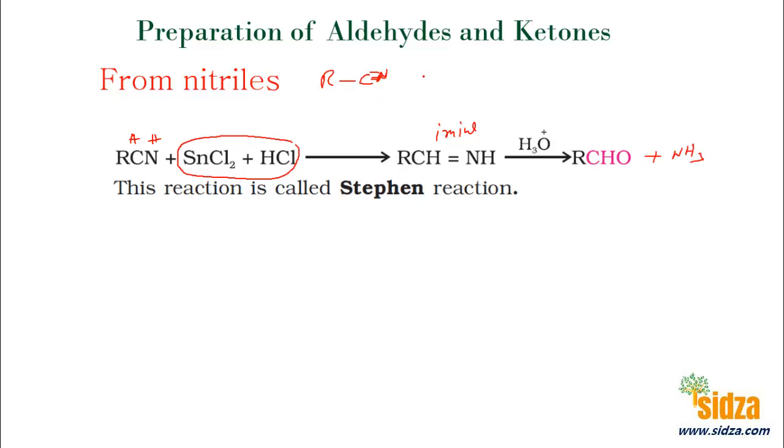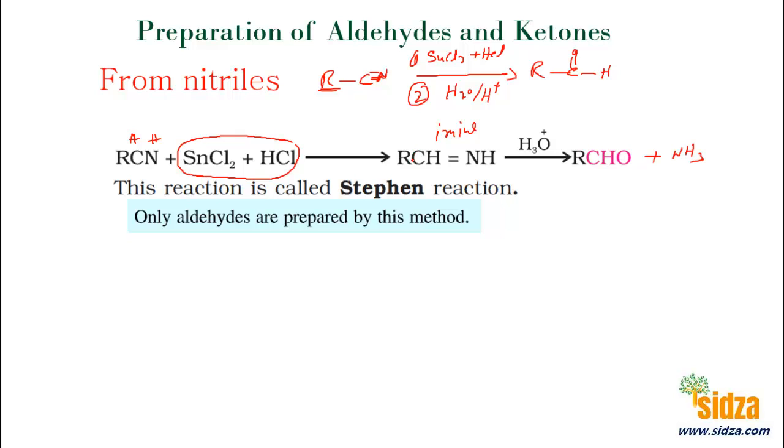So alkyl cyanides react with SnCl2 and HCl first, and second, you do the hydrolysis. The carbon changes into C double bond OH, and whatever substitution is there, you keep it. So you get an aldehyde from the nitriles. This is a two-step process and you get only aldehydes. You cannot get the ketone here. Remember, you cannot get the ketones from this; the Stephan reaction is used only to prepare aldehydes.